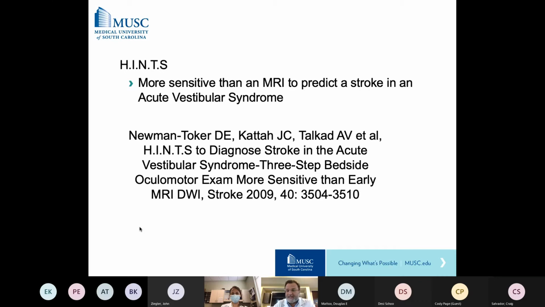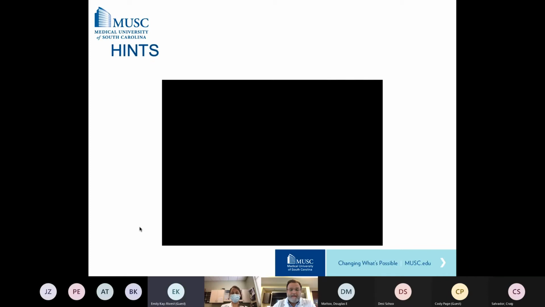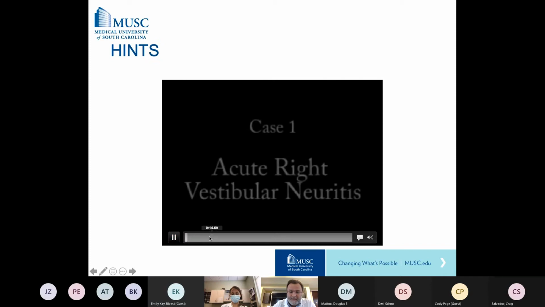It's actually more sensitive than an MRI to predict a stroke in the first 24 hours. So your clinical exam is much more important than an MRI. That's what most of those studies show. And this is what a positive head impulse test would look like.